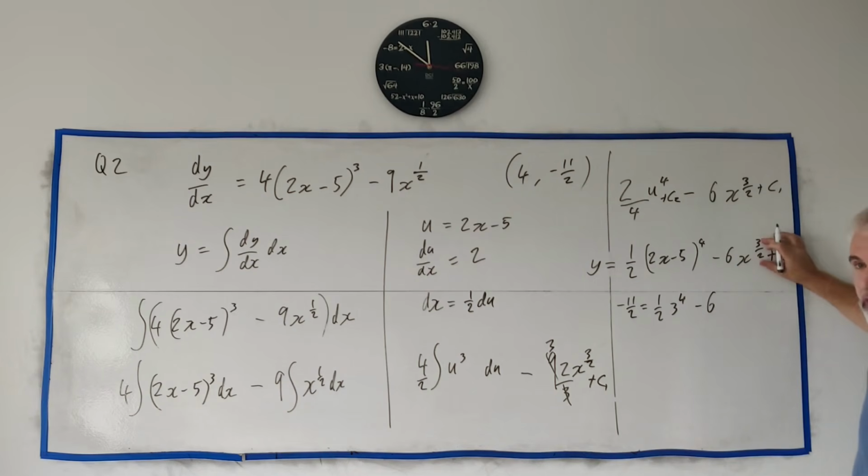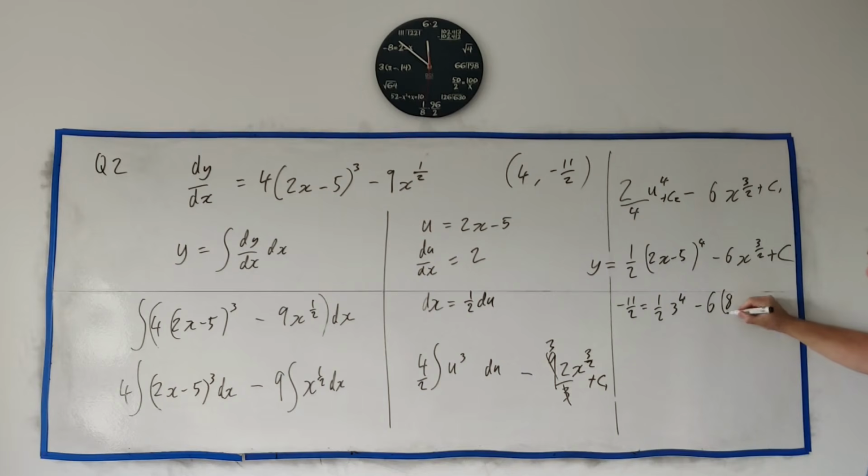4 to the power of 3 over 2. That's the same as getting the square root of 4. That's what this divide by 2 would do. Square root of 4 is 2. 2 to the power of 3 is 8. Double check that on a calculator. 4 to the power of 3 over 2 should get 8, plus c.